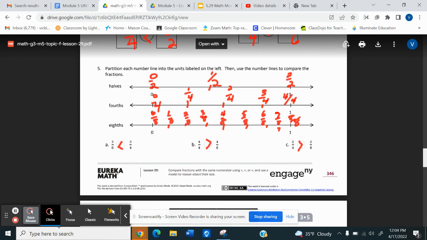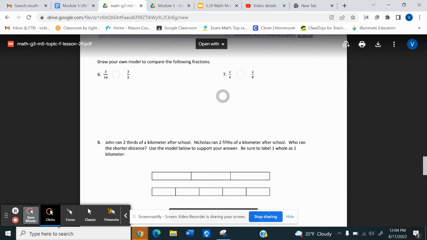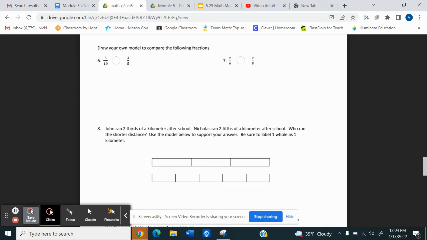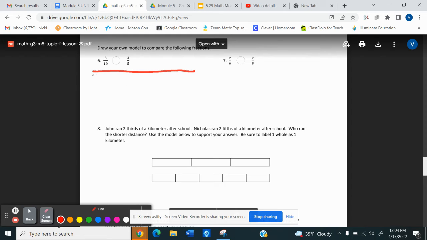Let's go back. It says, draw your own model to compare the following fractions. Well, I'll be honest, I like to draw rectangles because you can get the rectangles as close as possible to the same size. Because remember, when you're comparing fractions, the wholes have to be the same size and shape, right?